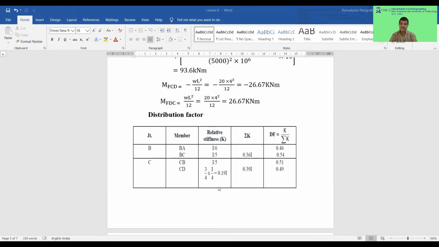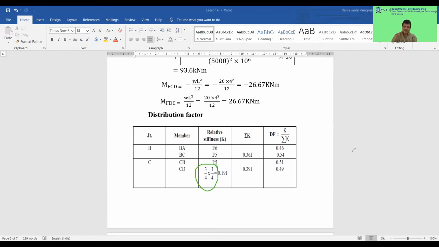Now this is a relative stiffness. So I by L, I by L. But for CD, you take relatively 3 by 4 I by L, because one end is fixed and the other end is hinged. It is a simple support, so the condition will change. It will be 3 by 4 I by L. So it should be very clear. If you put I by L, that becomes wrong. So you should calculate 3 by 4 I by L, while the others are I by L, because both ends are fixed. If it is continuous, it means it is also fixed.